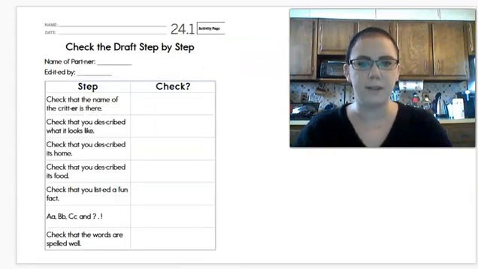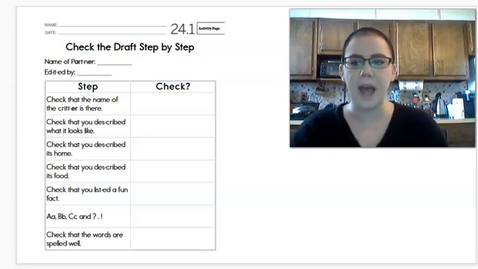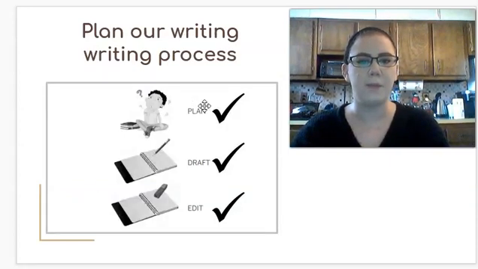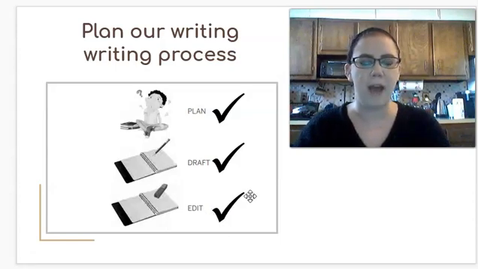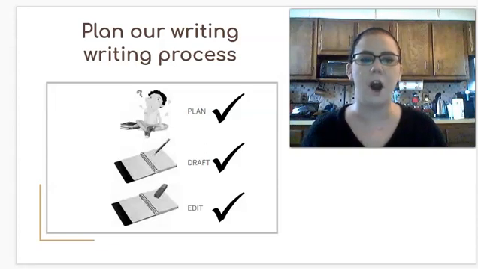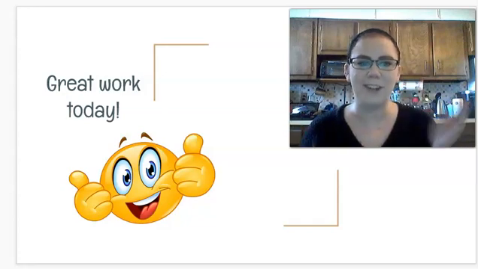When you're finished with all of that, you've got your final copy. So if you want to, you could also draw a picture to go along with this story. You could draw a picture of the critter that you were writing about, if you would like to. That is the last step of our writing process. We planned, we made a draft, and we edited so that we can have our final copy. You guys did so great on this. And I think next time you'll do even better since we already know how to write. Great work today. That is all I've got for you. See you tomorrow.